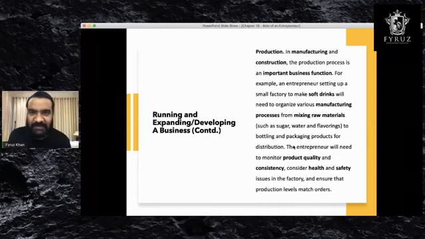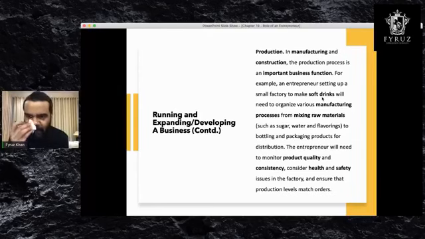Do we have anything else? Production. Production means we're talking about the manufacturing industry. In the manufacturing industry, things will be different. Let's think about a soft drink factory. They will need different kinds of equipment connected together, right? Mixing chemicals, filtering the water.